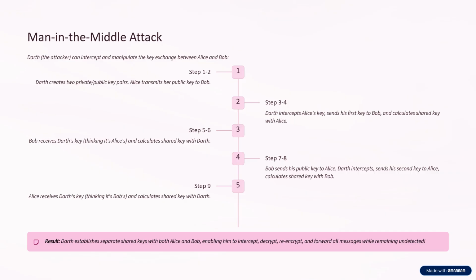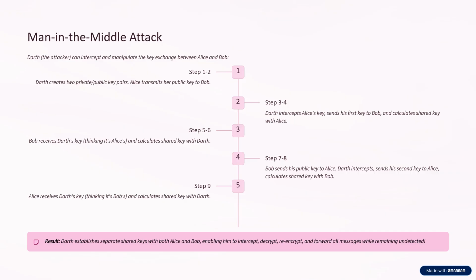Man-in-the-middle attack. A major vulnerability in Diffie-Hellman is the man-in-the-middle attack. In this attack, an attacker intercepts the communication between Alice and Bob. The attacker creates two separate key pairs and sends his own public key to both participants, while pretending to be the other person. As a result, Alice unknowingly shares a key with the attacker, and Bob also shares a different key with the attacker. The attacker can then decrypt messages from Alice, read them, re-encrypt them, and send them to Bob, making the communication appear normal.